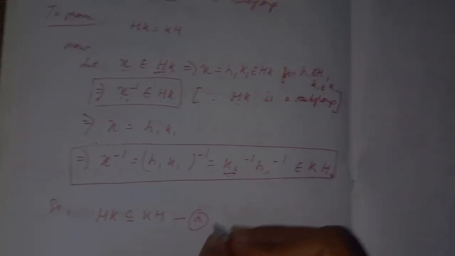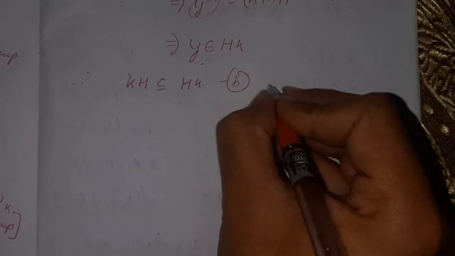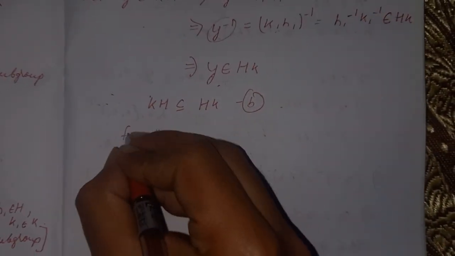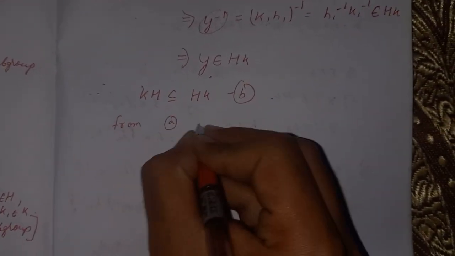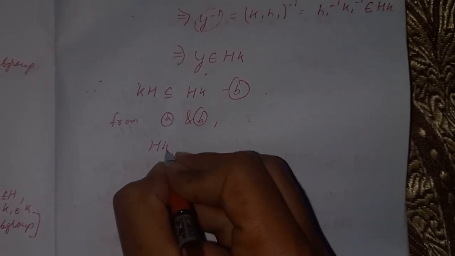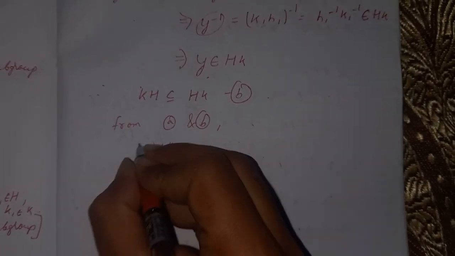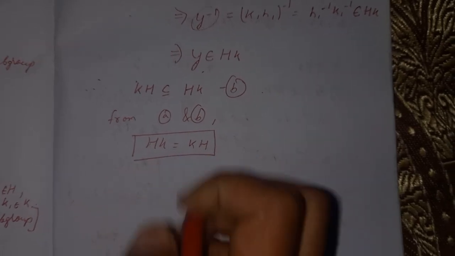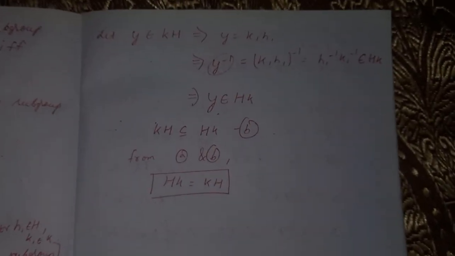Now let's combine these two conditions, condition A and condition B. From A and B we can see that HK equals KH. So in this way we have proven the first part. Now let's proceed to solving the second part.